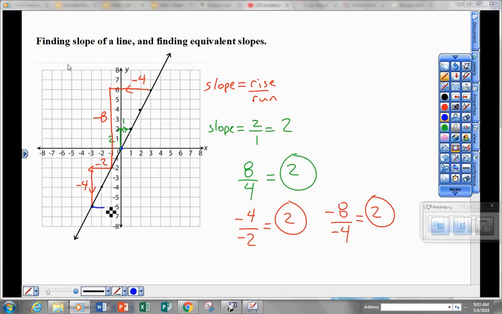And I think I do one more here. So again, another equivalent, if I go right 6 and up 12, all those are equivalent. Going right 6 is a run of 6, positive. Going up 12, a rise of 12, that's positive. So 12 over 6 is also equivalent to 2. All those slopes are 2.